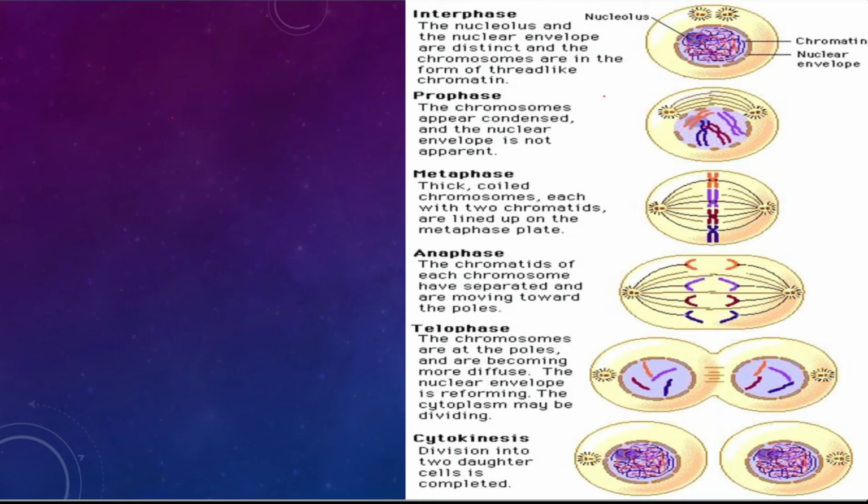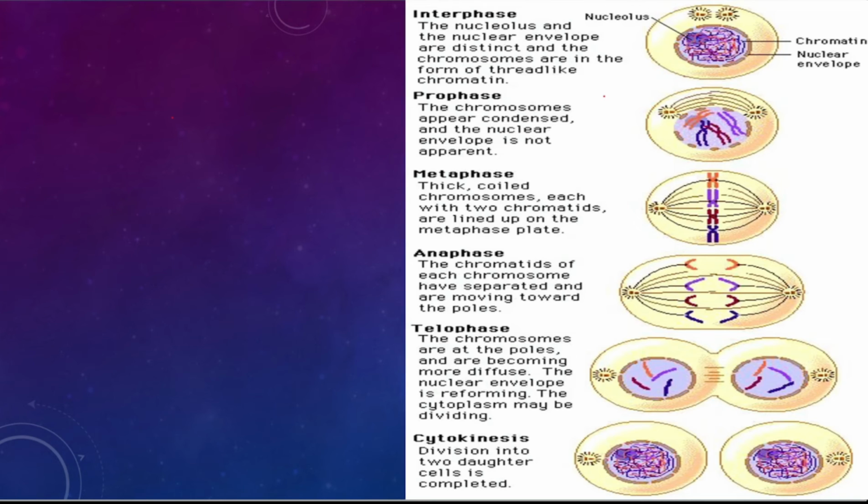What happens? The chromosomes appear condensed. They become like real chromosomes. Before that, in interphase, they are like noodles in a bowl, but in prophase they become thick and condensed and start looking like chromosomes. And the nuclear envelope is not apparent, it becomes invisible and starts disappearing.